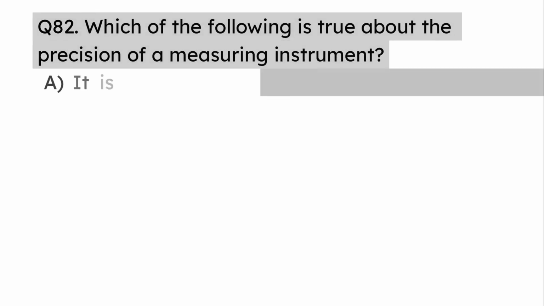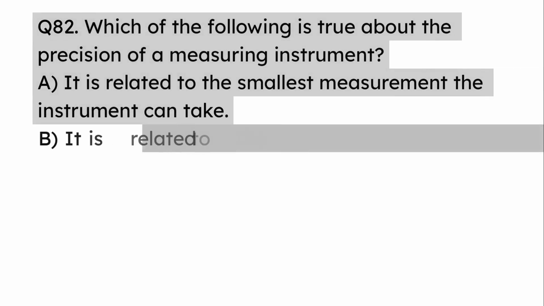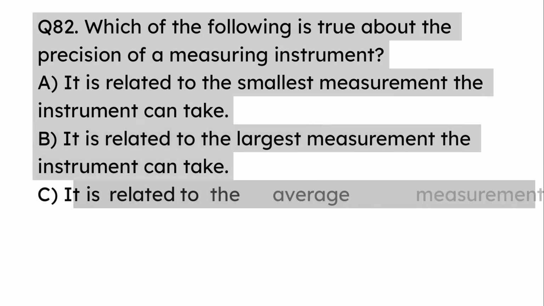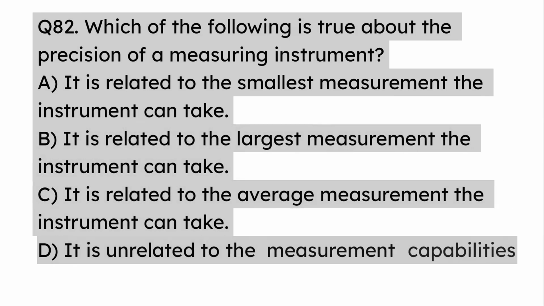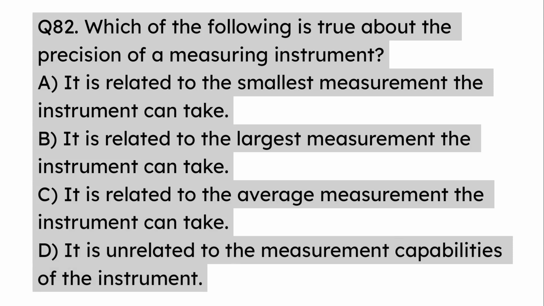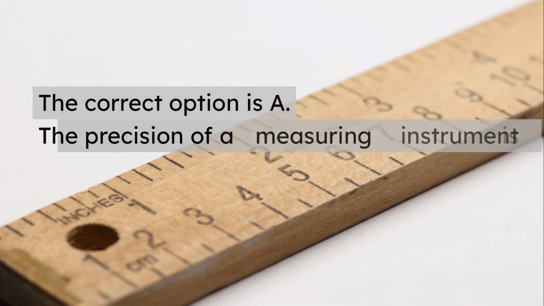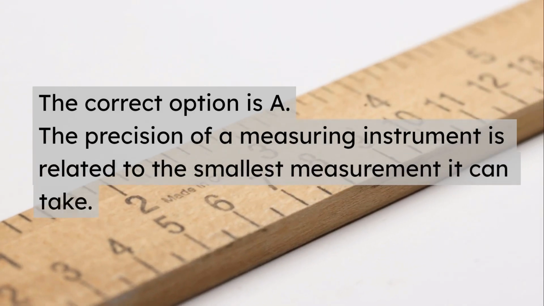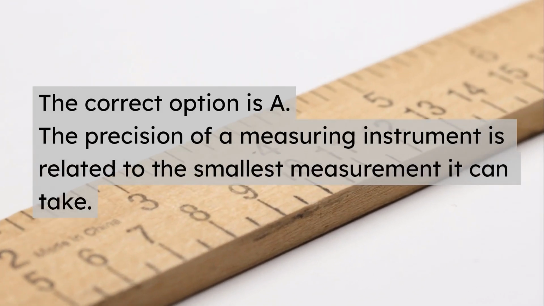Q82. Which of the following is true about the precision of a measuring instrument? A. It is related to the smallest measurement the instrument can take. B. It is related to the largest measurement the instrument can take. C. It is related to the average measurement the instrument can take. D. It is unrelated to the measurement capabilities of the instrument. The correct option is A. The precision of a measuring instrument is related to the smallest measurement it can take.